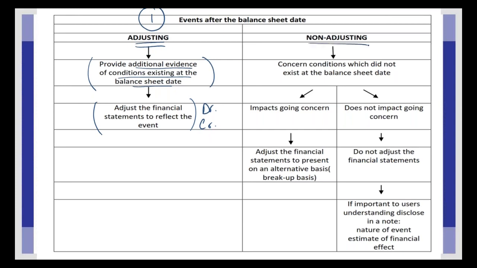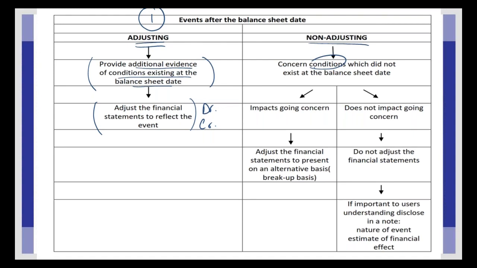Similarly, if it's a non-adjusting event, it's because those conditions were not there at the year end. So if there was a flood after the year end, the condition, which is the flood, did not happen at 31st December. So as at 31st December, there was no flood. So it's not an event which would require adjustment.